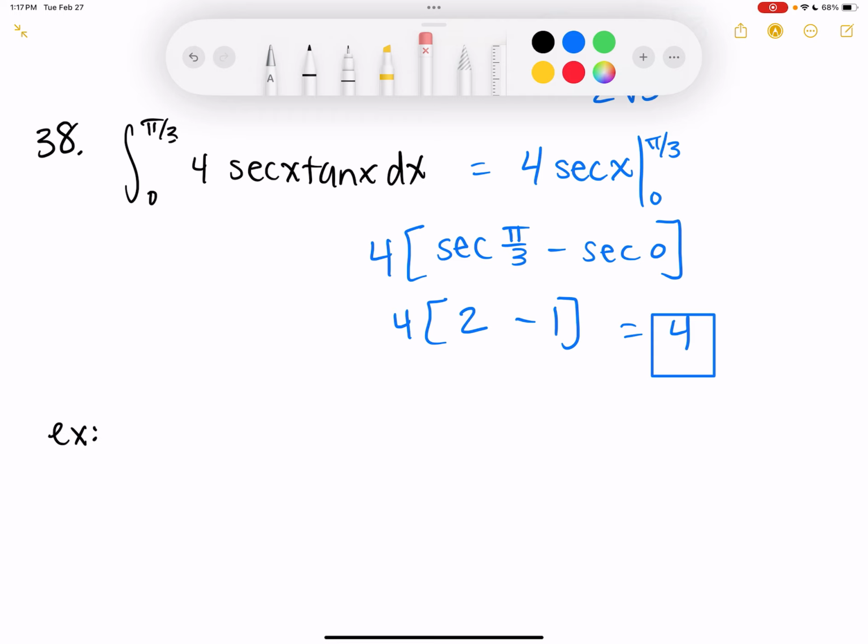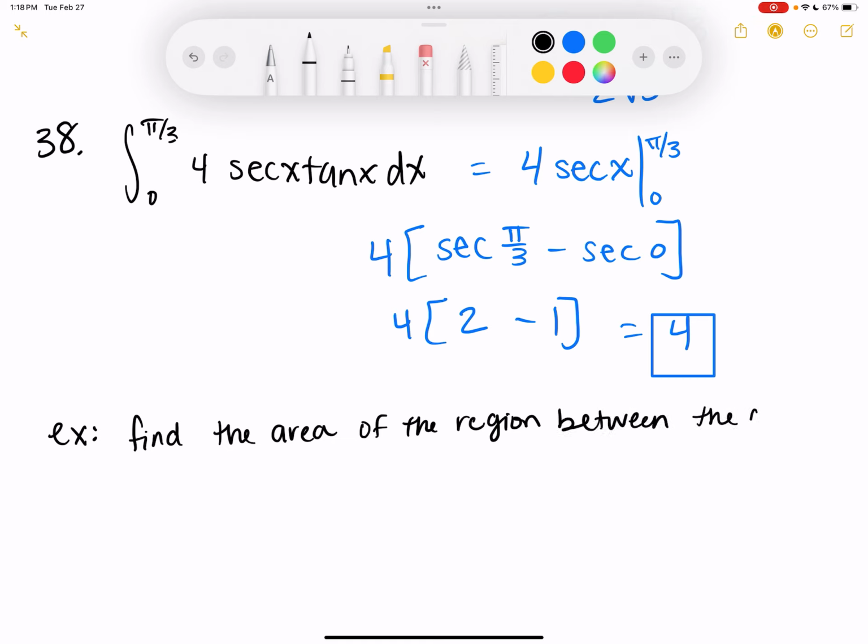Okay. Find the area of the region between the curve y equals 4 minus x squared from 0 less than or equal to x less than or equal to 3 and the x-axis.